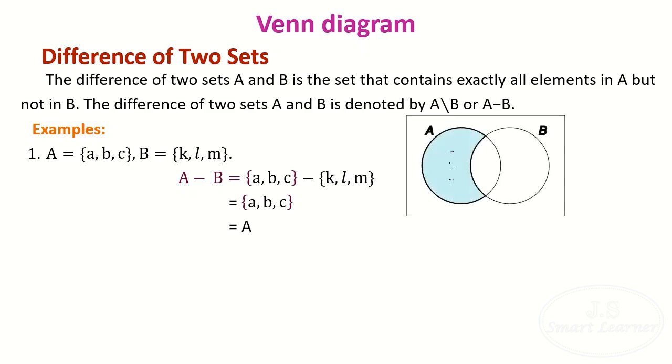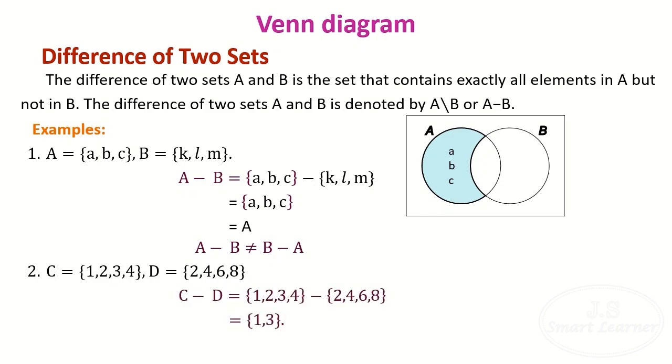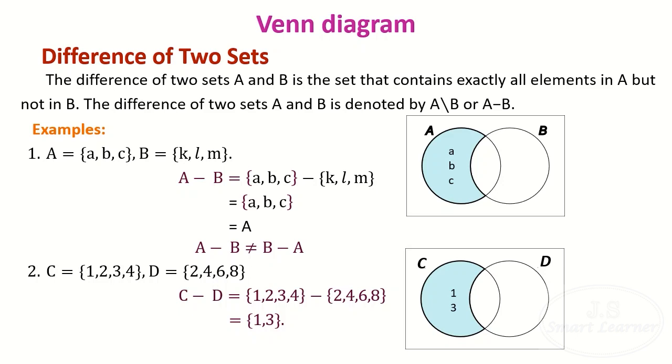Let us see the Venn diagram. The shaded region from A is A minus B. That is the Venn diagram of A minus B. But A minus B is not equal to B minus A. Second example, take two sets C and D. Then C minus D is equal to the set of 1, 3. Let us see the Venn diagram. The shaded region in the Venn diagram is called C minus D.